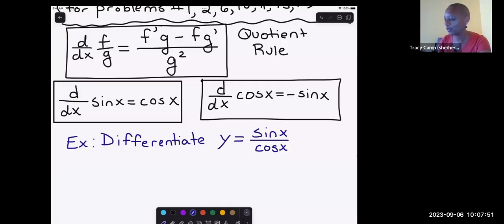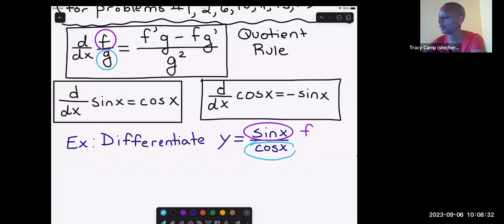If this is your first time working with this rule, what you want to do is identify your numerator. You see a quotient, which means you have some function over another function. So identify your numerator and refer to that as your top function, f, and identify your denominator as your g. So we'll call our cosine of x g.